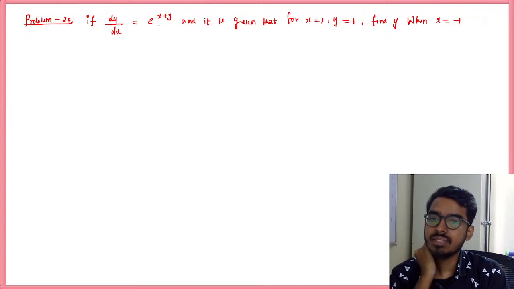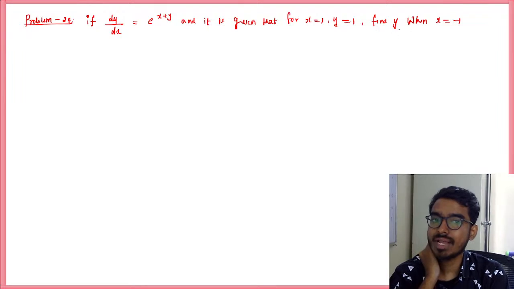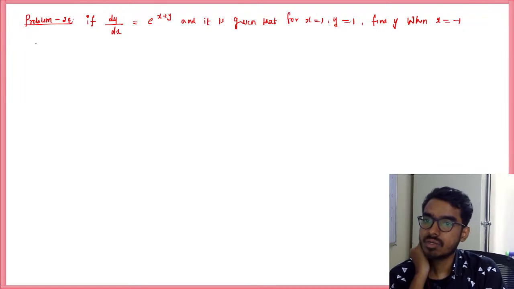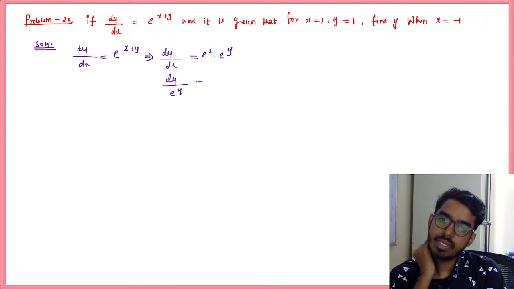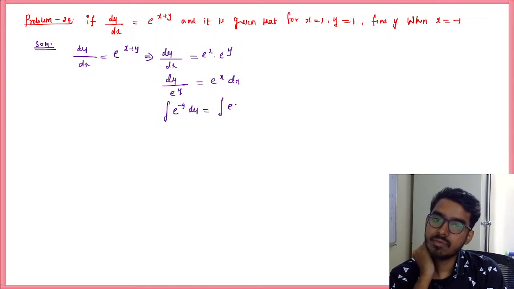So we will solve this equation. First we will find the solution. We need to find the value of y when x is minus 1. So we have dy by dx is equal to e power x plus y. So we have dy by dx to be equal to e power x into e power y. So we have dy by e power y is equal to e power x dx. So we have integration of e power minus y dy is equal to integration of e power x dx.